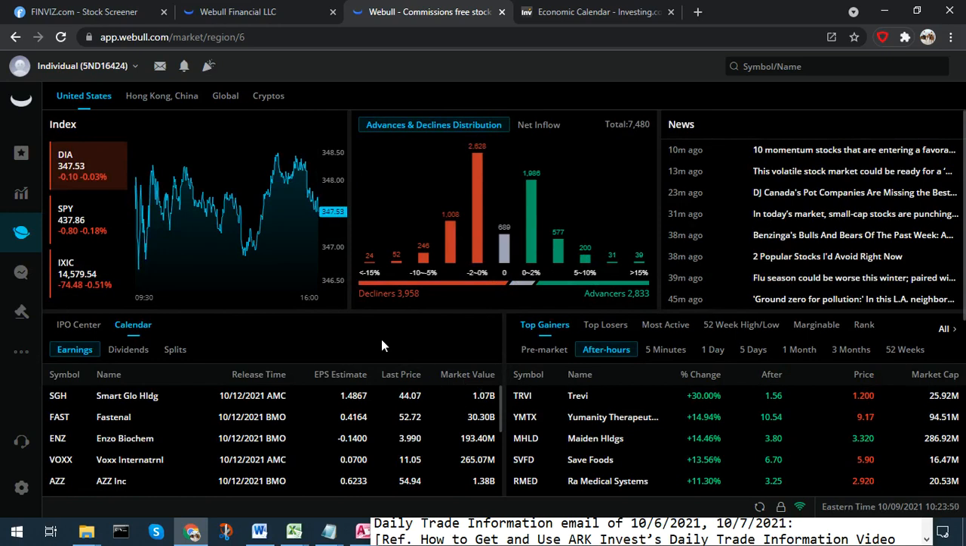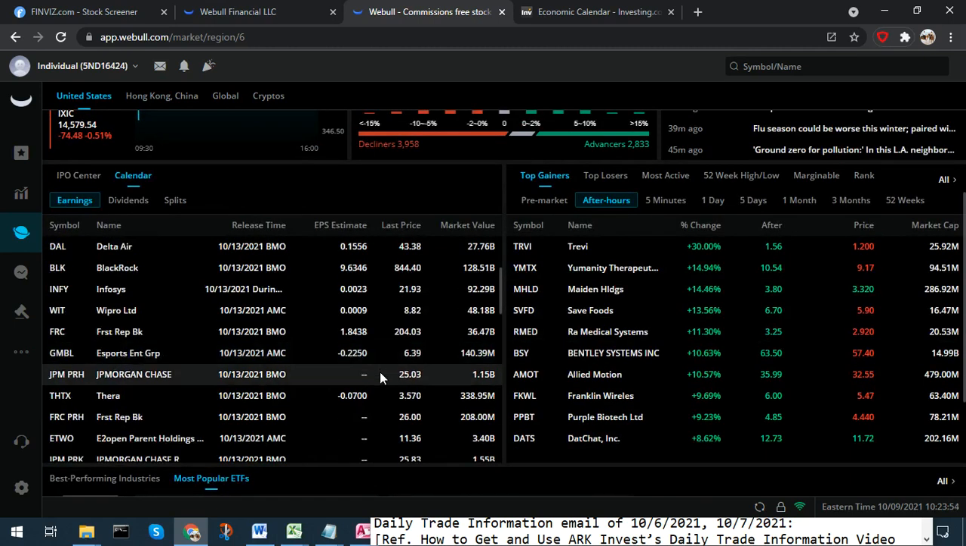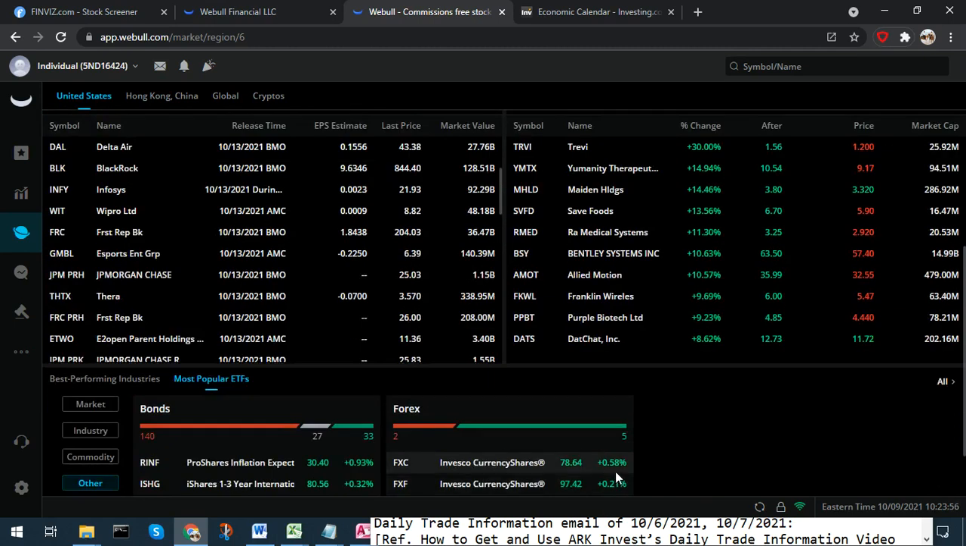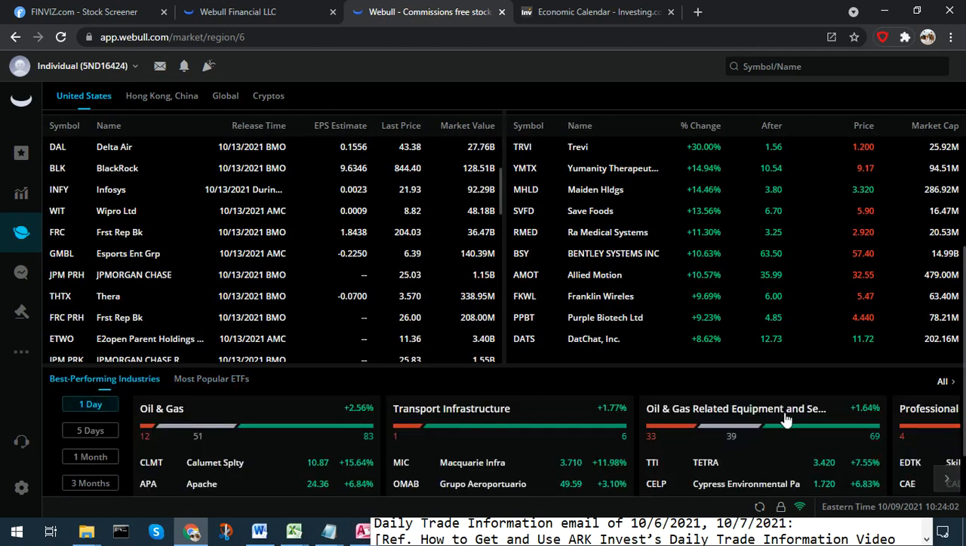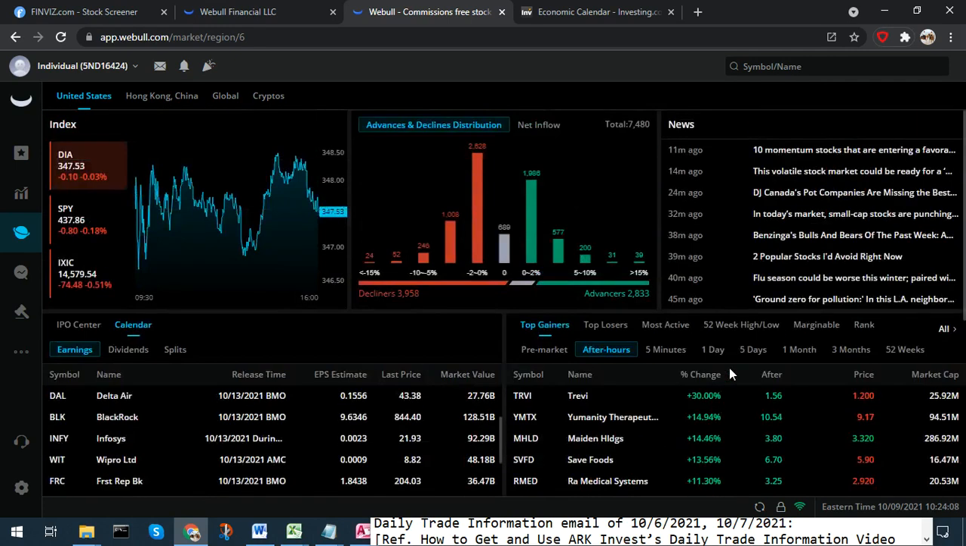Even during the day, you can start to see shifts in sentiment in these different indices, different markets. We tend to watch the best performing industries and watch for shifts in that during the day. It will tell us where the money is flowing. So hope that all helps. Let's look at some events.